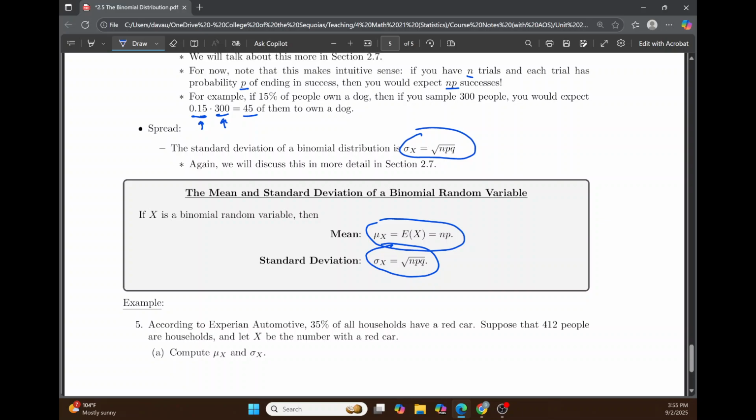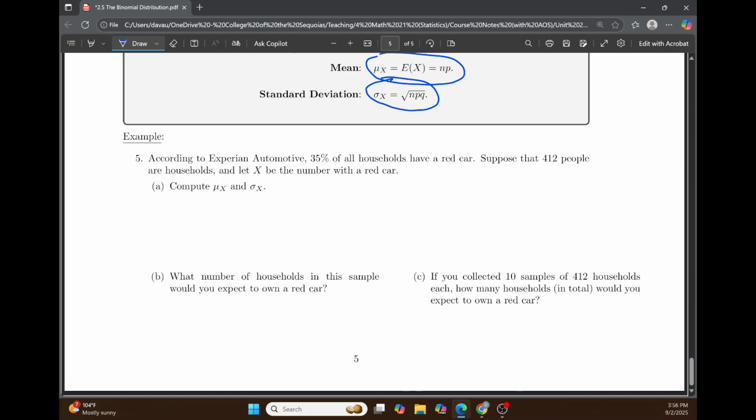Let me just give you a couple examples of that. Okay. So number 5 here says, according to Experian Automotive, 35% of all households have a red car. So this is the same scenario as before. It says, suppose that 412 people are sampled. I have a little typo there. I'll fix it in yours, so yours won't have this typo, but suppose 412 people are sampled, and let x be the number with a red car. Part A asks us to compute mu sub x and sigma sub x.